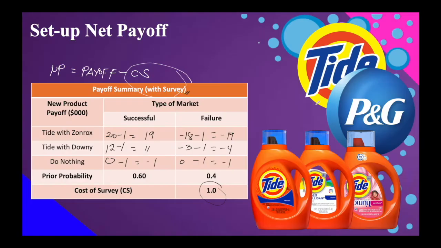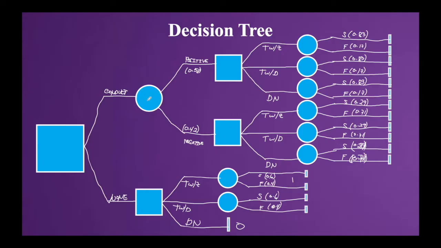If we will go into conduct the market, ang magiging payoff po natin for successful is 19. For failure is negative 19 for Sunrocks. For tied with Downy, 11, tapos negative 4, then negative 1, negative 1. Let's write it here, guys. Again, conduct, tapos positive. Positive or negative, pareho lang yung payoff.